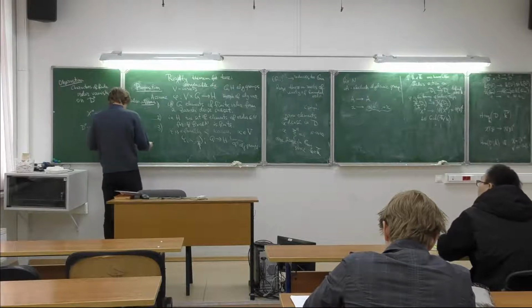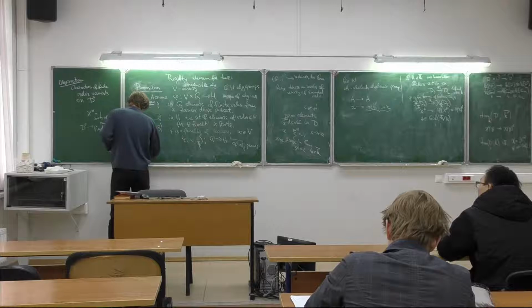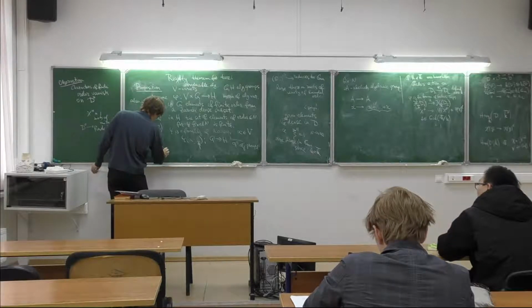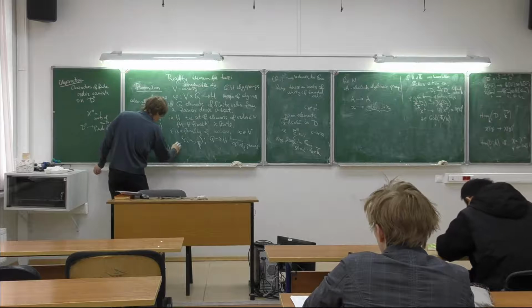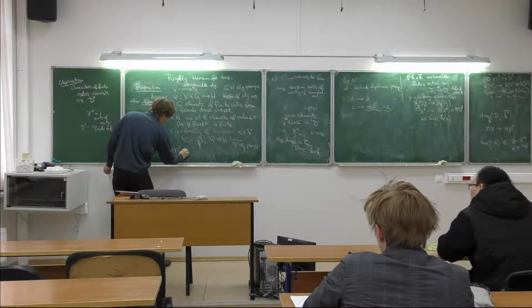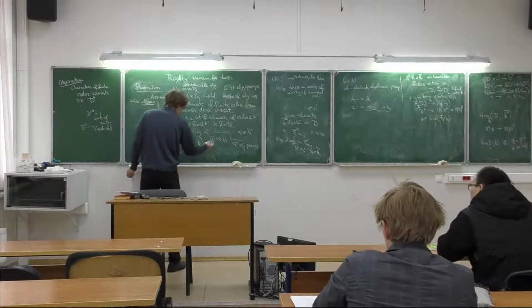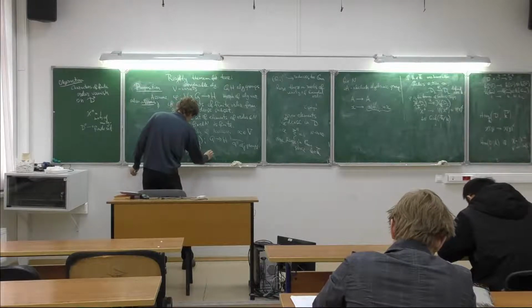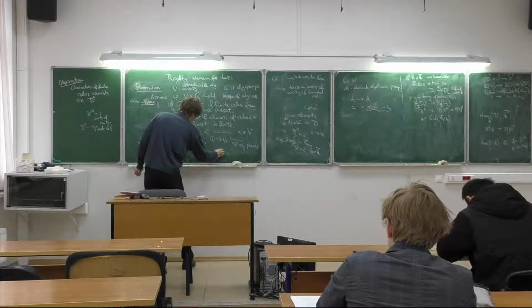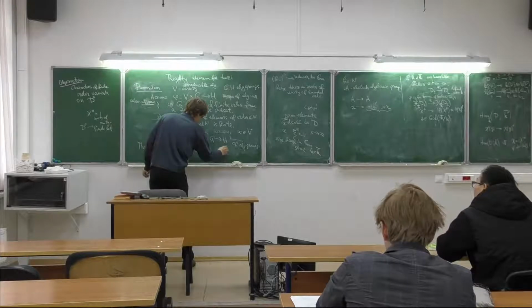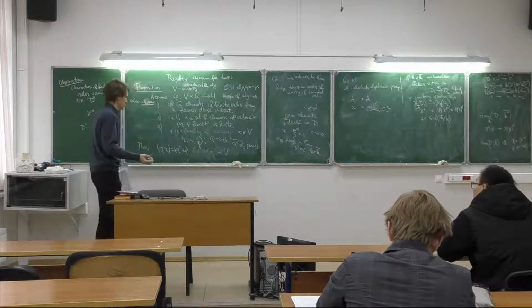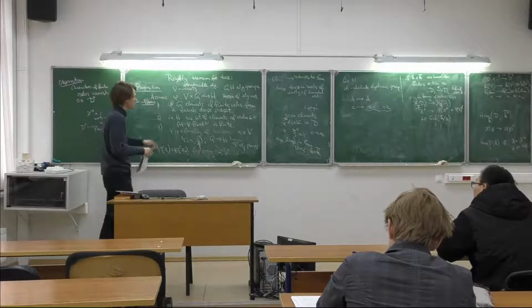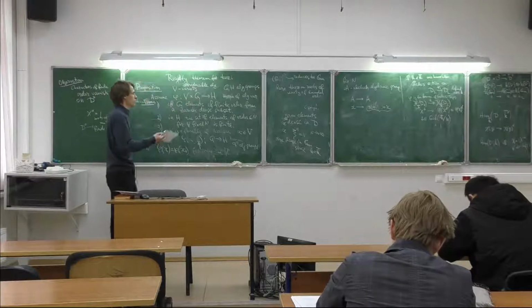So then phi of x is equal to phi of x0 for some x0 in V. So phi is constant. So what is the theorem about?